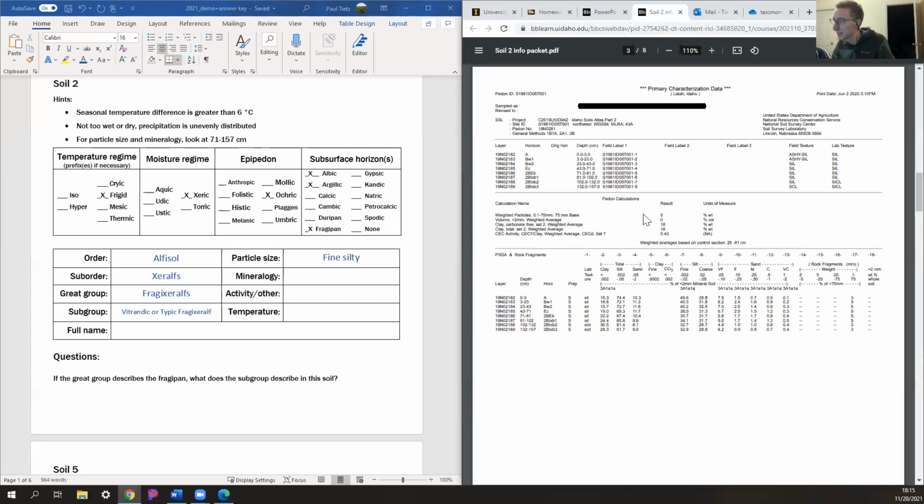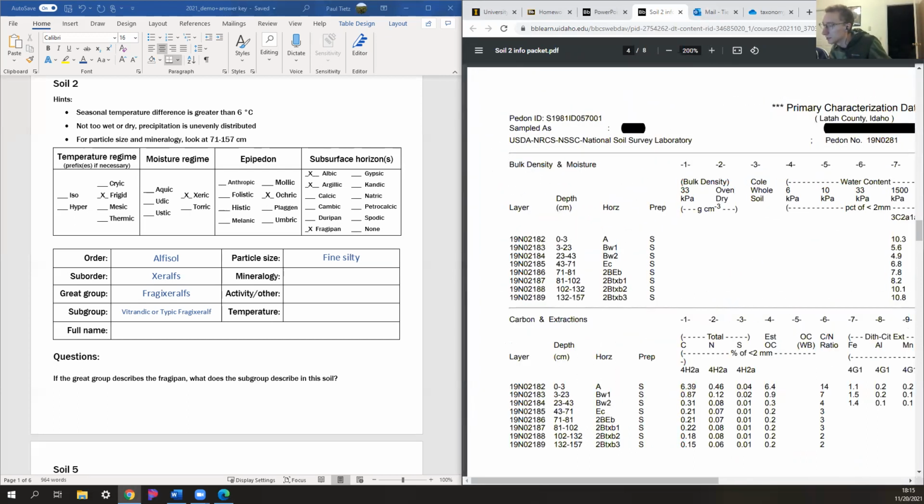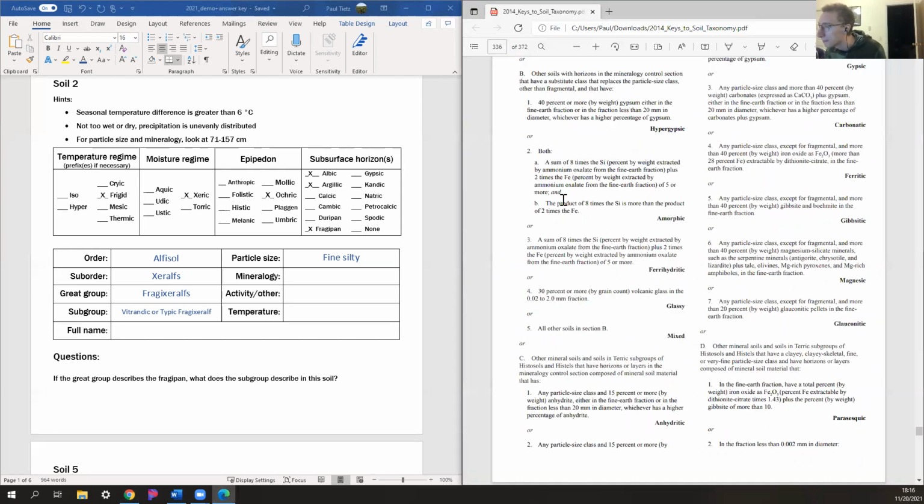So let's go back to our lab data. Look at our extractions here. Zoom in, we have our iron right there and our silica right here. So silica is really low. It's 8 times the silica. Let's take an average of these and say it's 0.03, 0.03 times 8 is 0.24 plus 2 times the iron, right? Let's check the rules here.